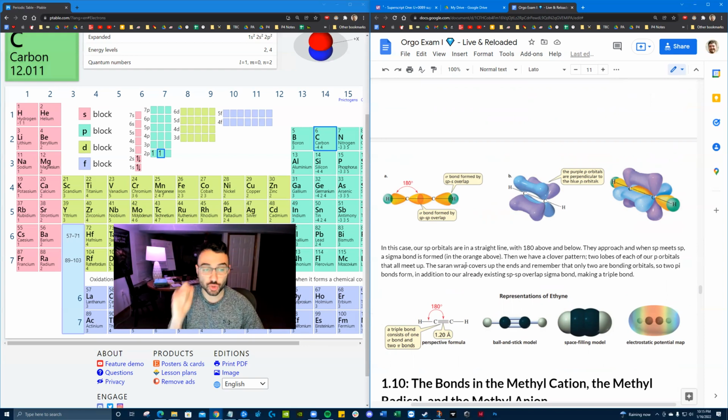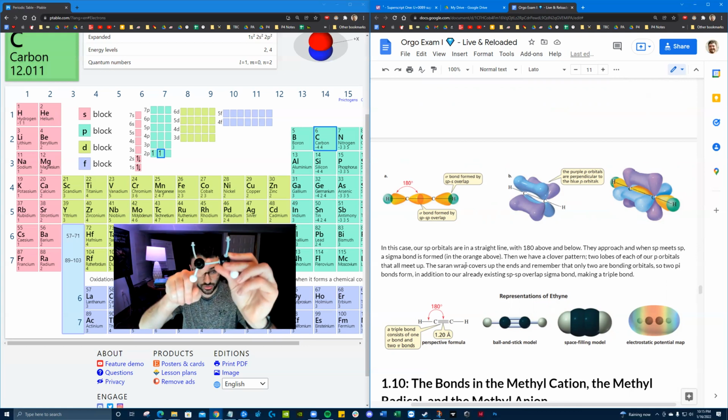However, now we have two sets of doorknobs coming together, and this actually looks like a clover. So we're actually saran wrapping 4 different things, but we're still only making 2 additional bonds here. So we're bringing an unhybridized p and an unhybridized p, 1 sigma bond, 1 pi bond, and 1 unhybridized p and another unhybridized p orbital, putting them together, making that 3rd bond. All right, so we're going to connect 2 p's right now.